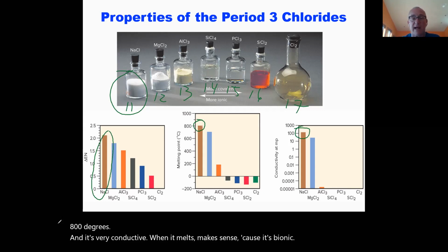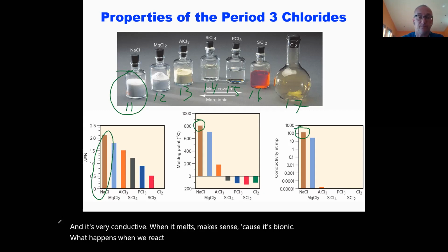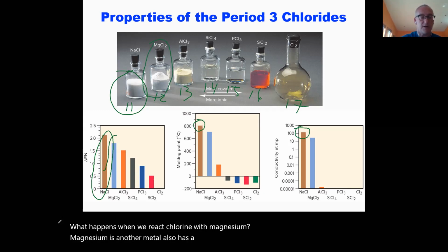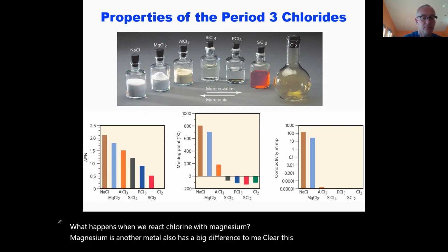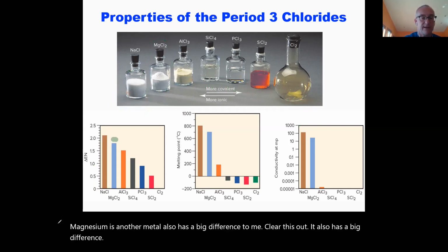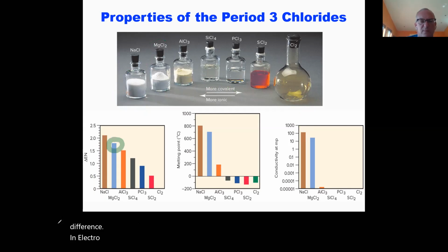What happens when we react chlorine with magnesium? Magnesium's another metal. It also has a big difference in electronegativity, around 1.8 or so. So it is also an ionic solid. It also melts at a high temperature, and it's also conductive. Well, so far, not too surprising.